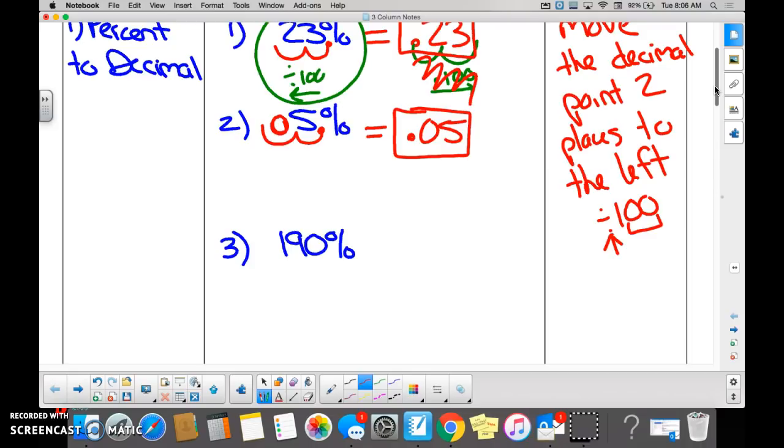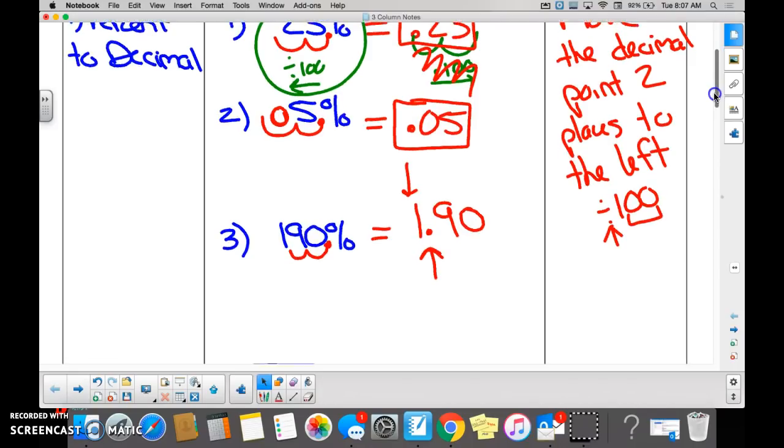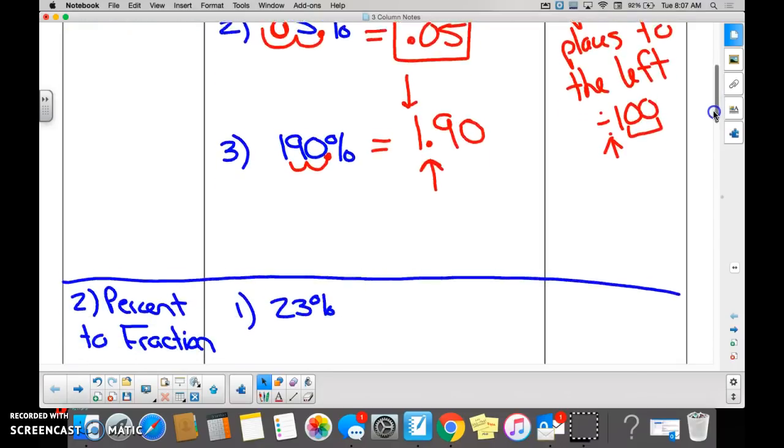Okay, and number 3, a little bit trickier, but not really. You still follow the same rules. Put the decimal point at the end of the number. Move it over 2 places. We've got 1 and 90 hundredths. And that is your decimal. Remember, the decimal point says the word "and" when you have a number before it, like the number 1. Okay, that is it. So again, to review, you move the decimal point 2 places to the left when going from a percent to a decimal.